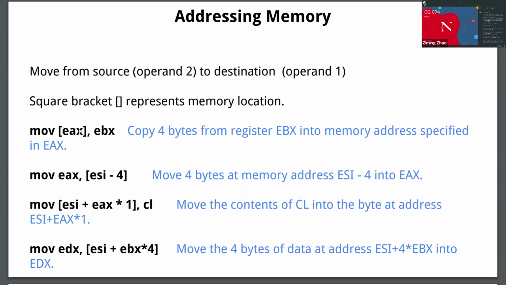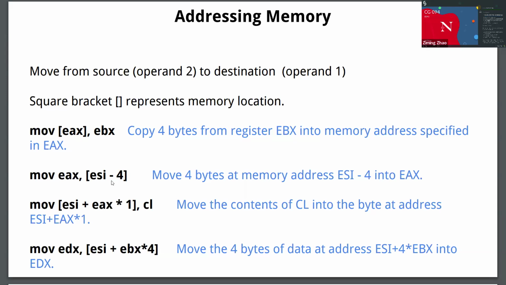So basically with this instruction, we are moving, or copying, not really moving, right? Because we're not going to change the value in EBX. We're copying 4 bytes from the register EBX into the memory location, and the memory address is in EAX. We're not moving the value in EBX to the register EAX. We're moving to memory, okay? Because this is a bracket.